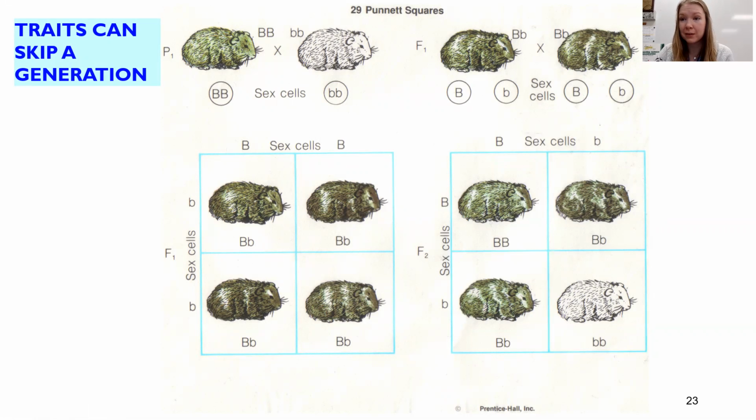So maybe your grandparents have a trait that you have, but your parents don't share that trait. That is because alleles can skip a generation based on which trait is dominant and recessive.